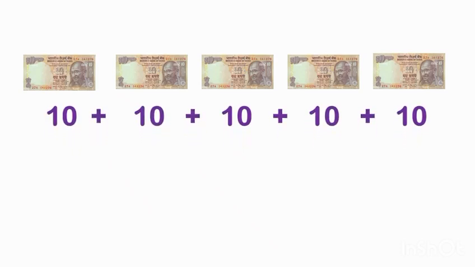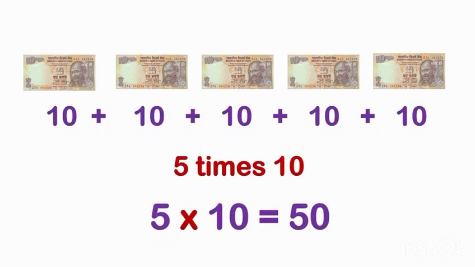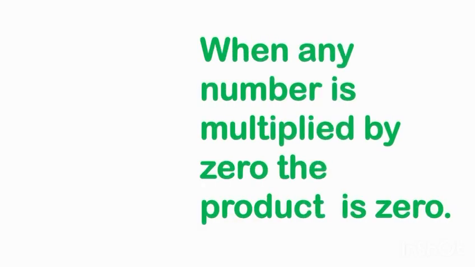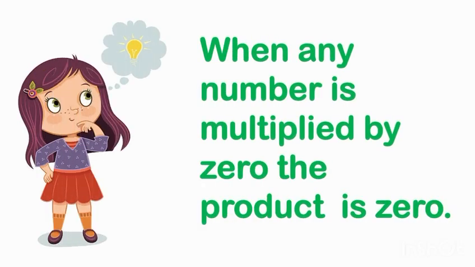So now we are going to add currency notes. 10 rupees, that is 5 times 10. 5 tens are 50. Children, always remember, when any number is multiplied by 0, the product is 0.